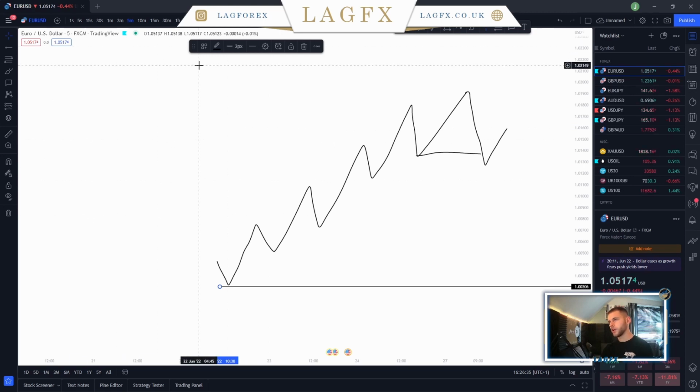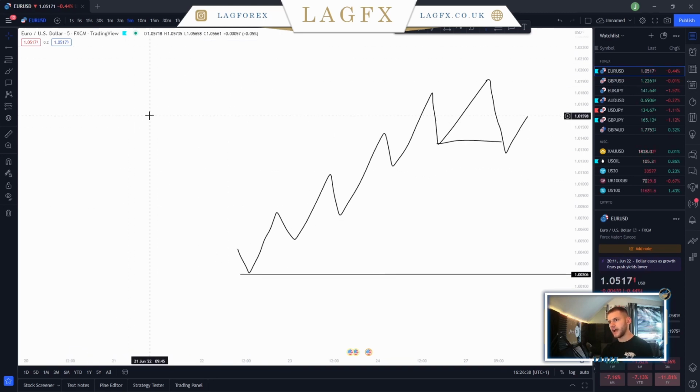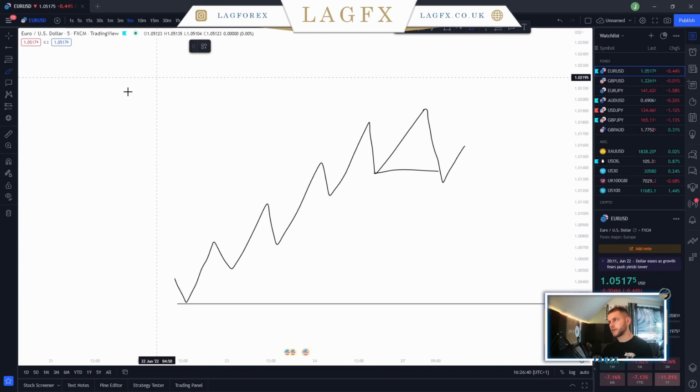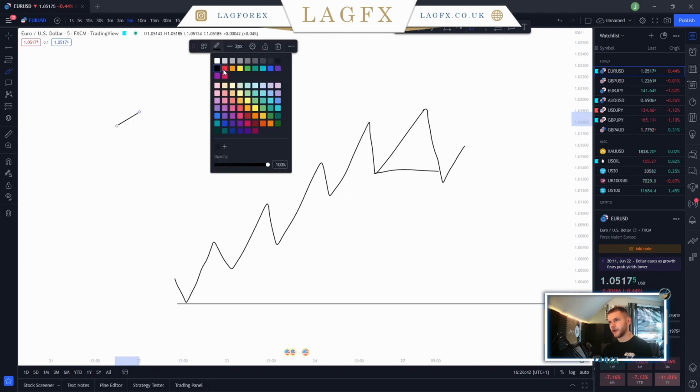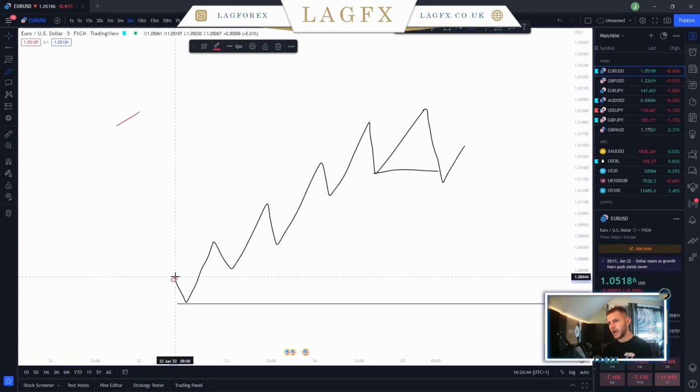So the first step that I like to take when it comes to this is to identify all the swing high and swing low points. So if we just draw a little circle around each one of these, because these are going to be relevant within the analogy and within my explanation of this concept.